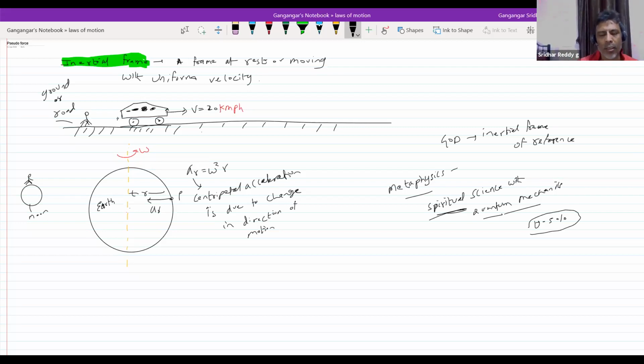So God alone is the inertial frame of reference. Everything else is going to rotate about him, or will be non-inertial. That's why if you look at the scriptures, in Sanskrit, in the Vedas, one name given for God is achala. Chala means motion. Achala means not in motion. Even I think in the Greek word, the same name is given for God.